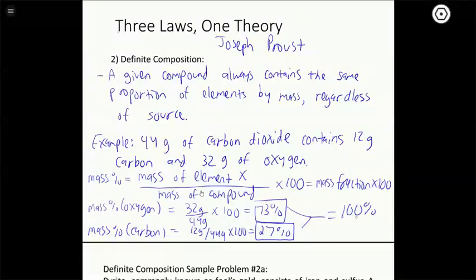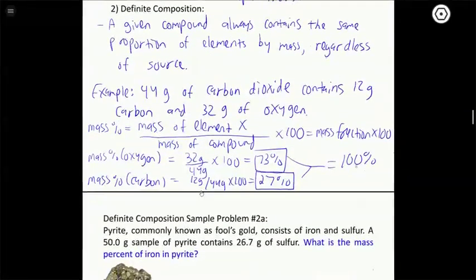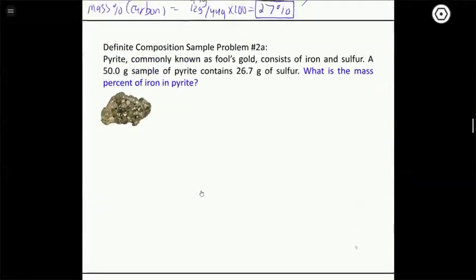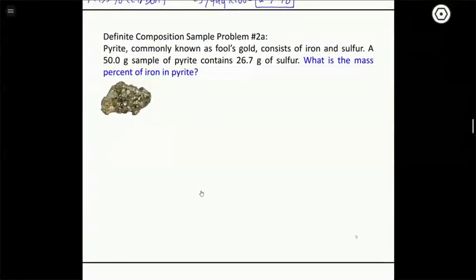If our compound had three elements, we would have three mass percents to find for that compound, and the sum of those three would all have to be 100 as well. Okay, so that's the one quantitative concept that comes out of the law of definite composition. So let's look at some sample problems just to see how we use mass percent and how we calculate it.